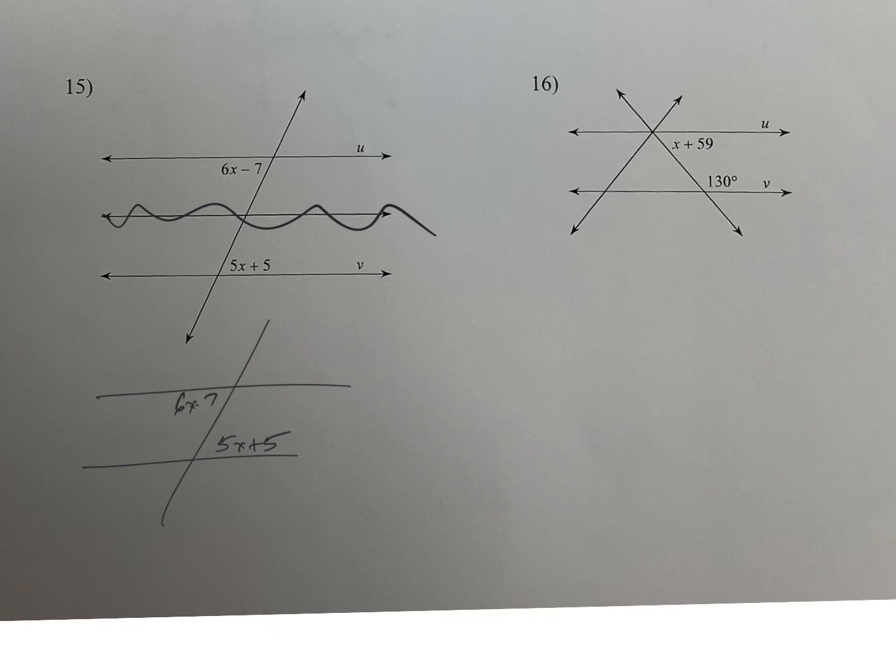Okay, so alternate interior angles. So you set them equal to each other. So we have 6x minus 7 equals 5x plus 5.